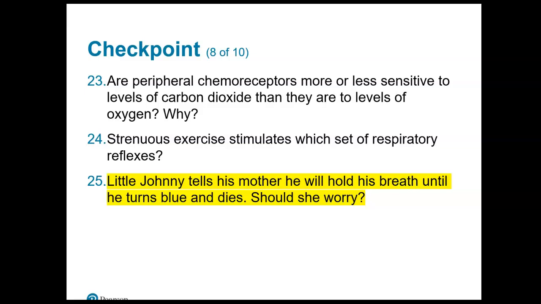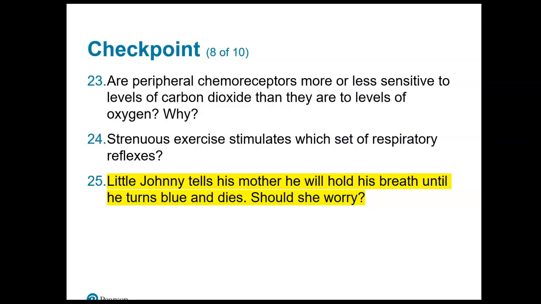She should not worry, because even if he is so strong-willed and is just able to hold his breath until the point that he passes out, which he probably can't, but let's just say he does, what's going to happen is while he's passed out, carbon dioxide levels are going to rise inside of his body fluids. And that is going to stimulate his inspiratory respiratory centers in his pons and medulla. And they're going to send nerve impulses that will trigger those muscles of inhalation to contract. Even if he's unconscious, he's going to inhale.